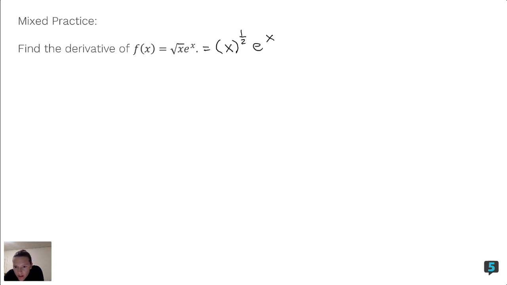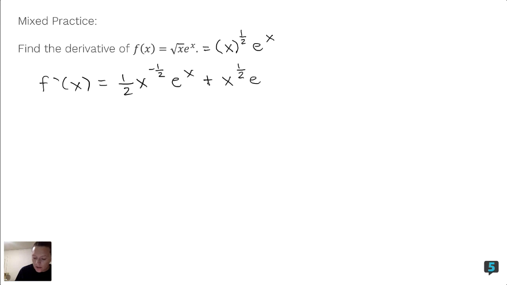All right, let's see, Dylan. You got 1/2 x to the negative 1/2 e to the x plus square root of x e to the x. Yeah, I know. Sometimes it's a little tricky to type out math. That looks great though, Dylan. So if we write that out, this would give us that f prime of x equals 1/2 x to the negative 1/2 e to the x plus, now when I did this one on my paper, Dylan, same thing though, I wrote x to the 1/2 e to the x. But you're absolutely right that I could rewrite this x to the 1/2 as a square root of x.